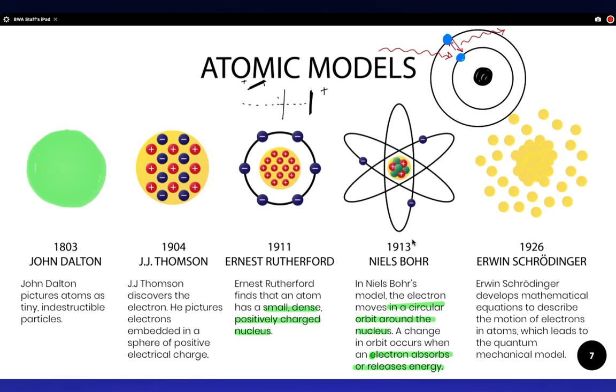I'm not sure that we're going to get as far as quantum mechanics in this chemistry class, but if you are interested in it, there are plenty of classes in college that you can take to study quantum mechanics in further depth.